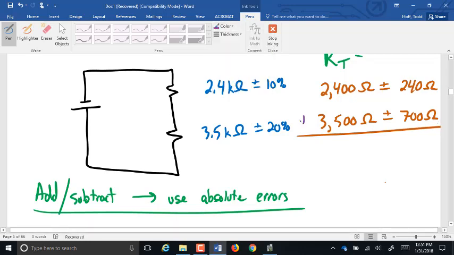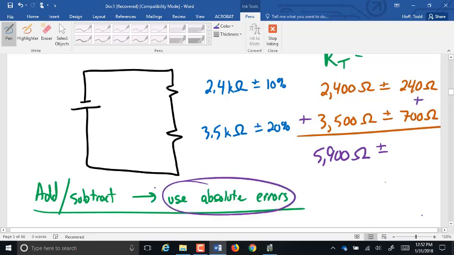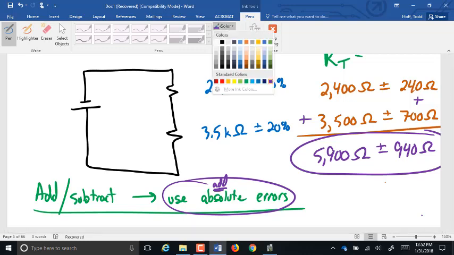So as we are adding those resistances, 2,400 plus 3,500 is 5,900. When we're adding or subtracting, doesn't matter whether we're adding or subtracting, we add the absolute errors. Even if we're subtracting the whole numbers, we still add the absolute errors. So 240 plus 700 is 940 ohms. So that total resistance is 5.9 kiloohms plus or minus 940.